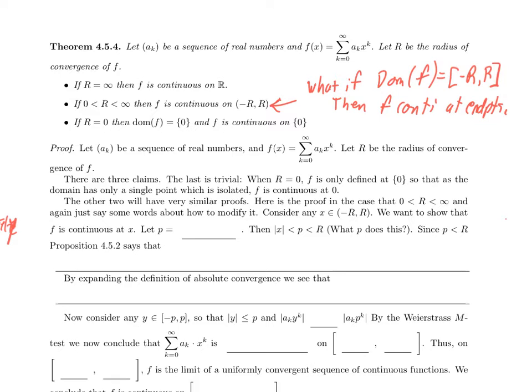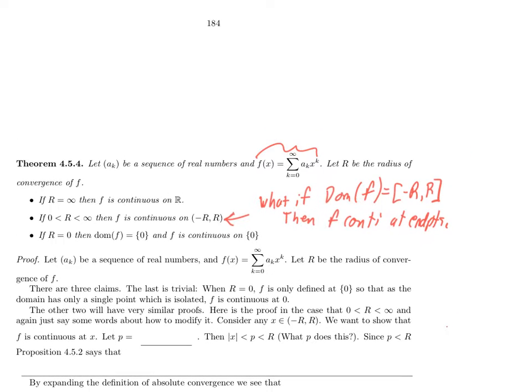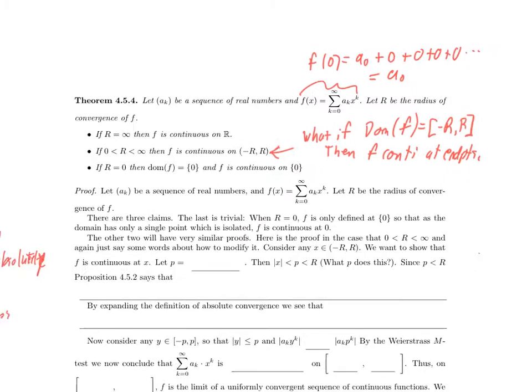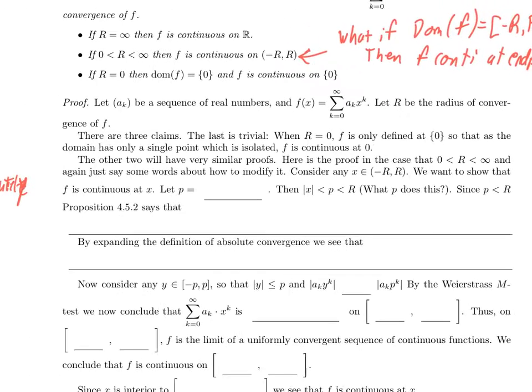So the claim when r is 0 is trivial. When r happens to be 0, the function f is only defined at 0. And in fact, if you try to plug in x equals 0, what will you get? You'll get a_0 times x to the 0, which is 1, plus 0 plus 0 plus 0 plus 0, and so on. Yeah, that converges. It converges to a_0. So 0 is in the domain. Nothing else is.